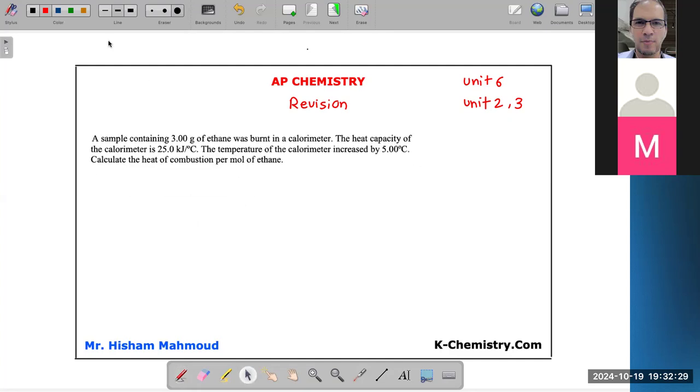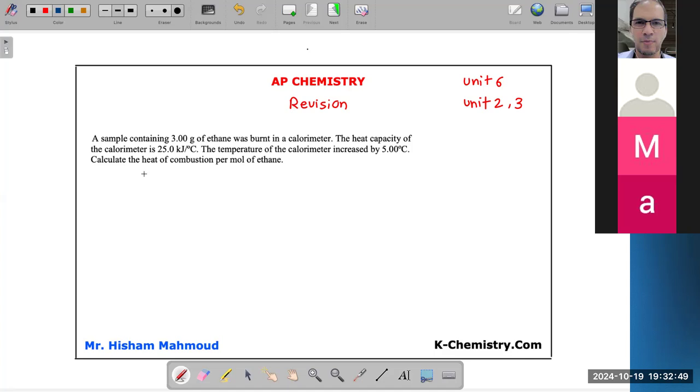Okay, so this is a sample containing 3 grams of ethane was burned in a calorimeter. The heat capacity of calorimeter is 25 kilojoules per degree Celsius. The temperature of the calorimeter increased by 5 degrees Celsius. Calculate the heat of combustion per mole of ethane. And let's remember together how we will solve the questions of calorimetry.